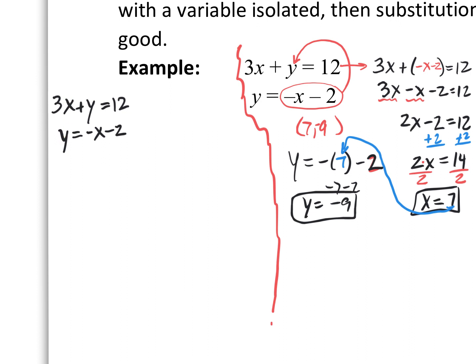X is not on top of x, y is not on top of y, equal is not on top of equal, numbers not on top of numbers. So what we need to do is rearrange this bottom equation. This bottom equation right now is in slope-intercept form. If you were graphing it, that'd be good to keep it in this form, but we're not graphing.